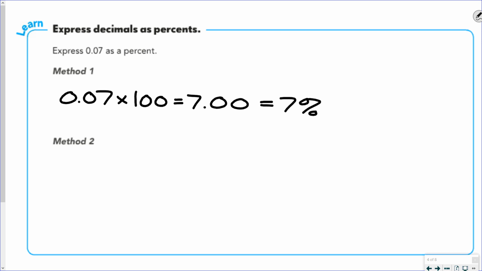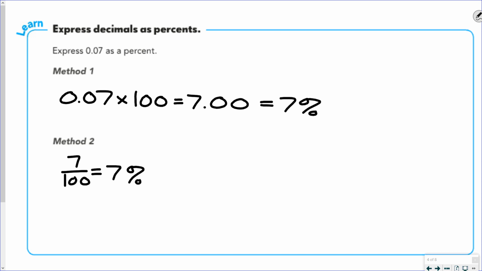For method 2, we take our decimal and we first convert it into a fraction. Well, 0.07 as a decimal is 7 hundredths. So we could write that as a fraction of 7 hundredths, which would be 7%.